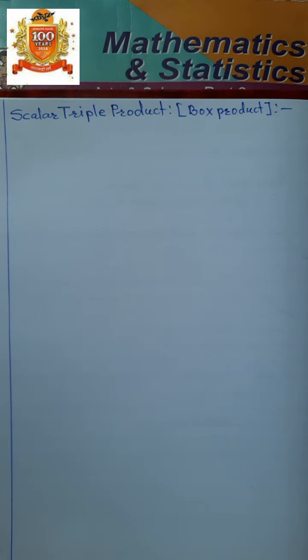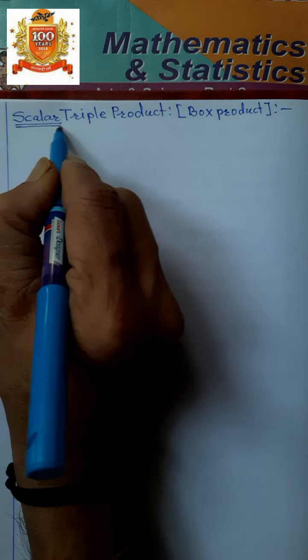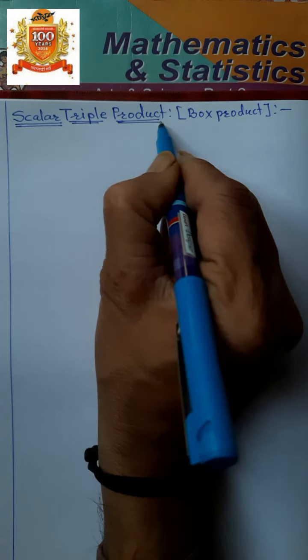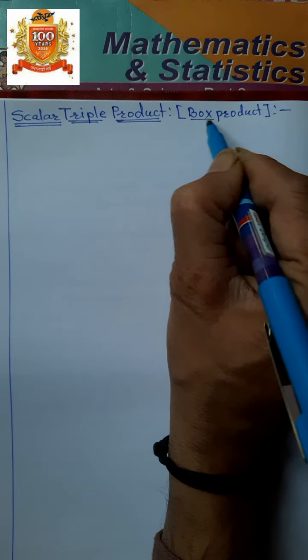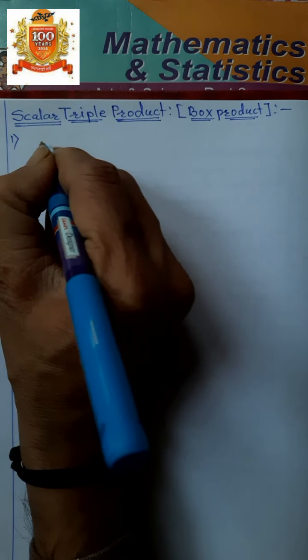Let us see the next part of this chapter. That is the last part of this chapter. Scalar triple product. It is also called as box product. Let us see one by one.